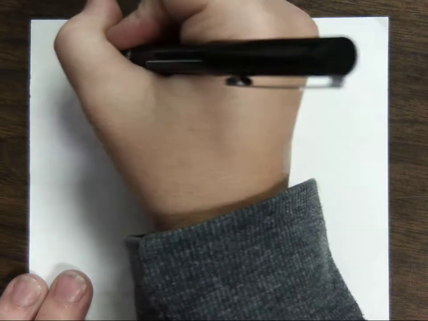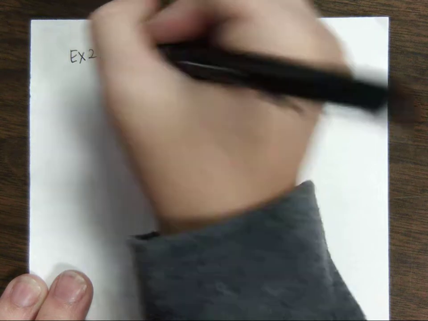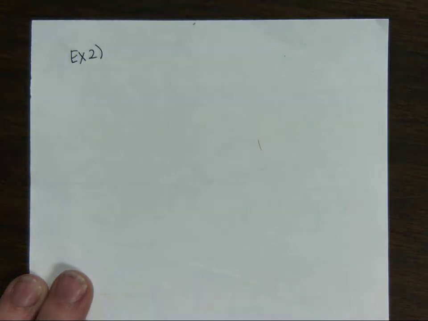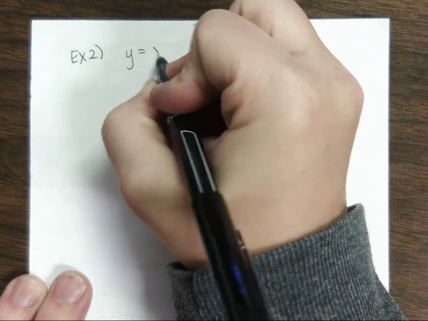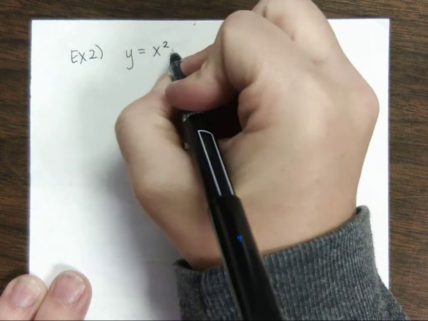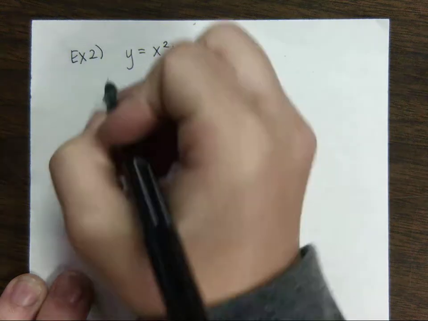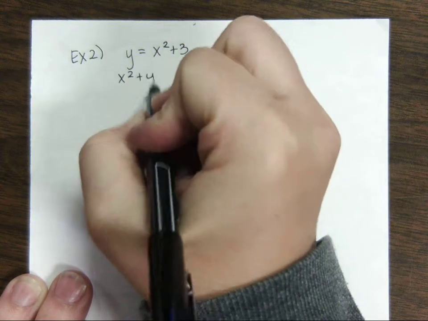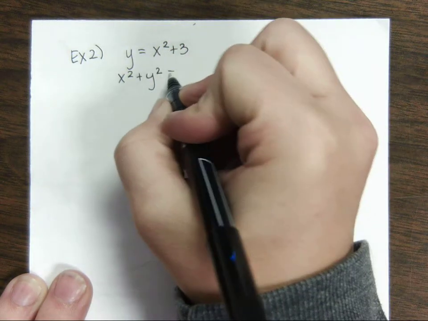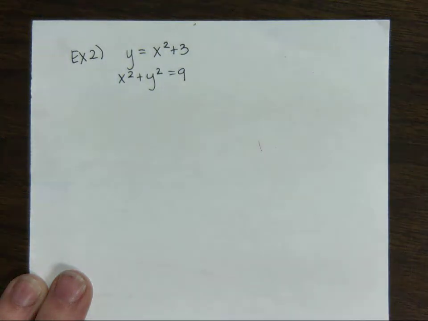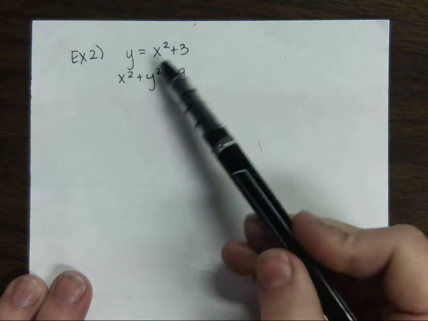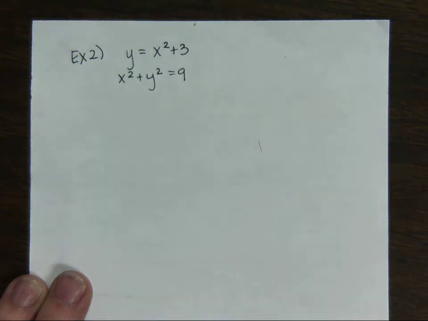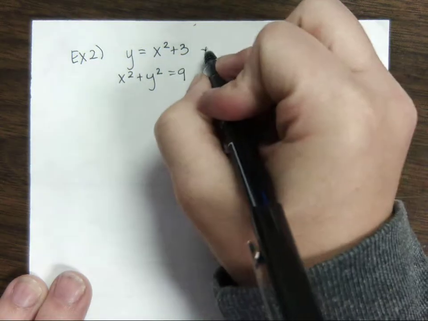So solving a system using the substitution or elimination technique, we're going to look at the equation y equals x squared plus 3 and the equation x squared plus y squared equals 9. Now when I want to use the elimination technique, I can only think about eliminating terms that are the same power, and they also need to be on the same side of the equal sign.